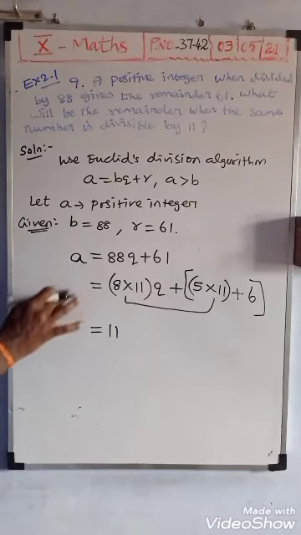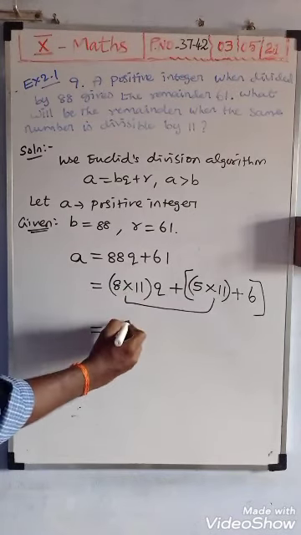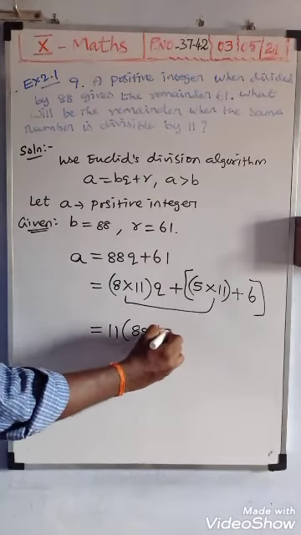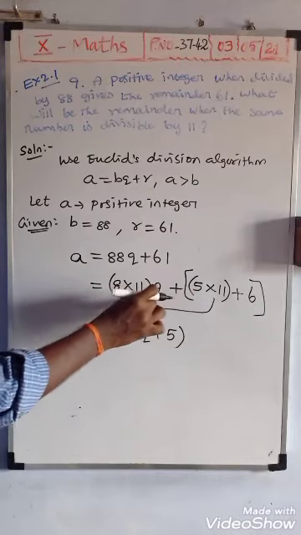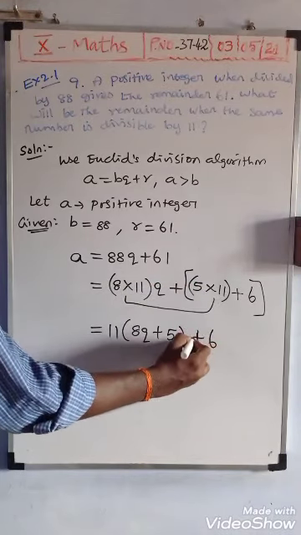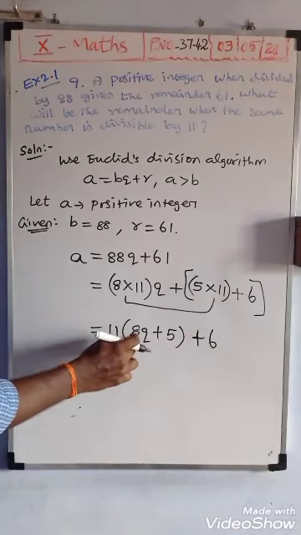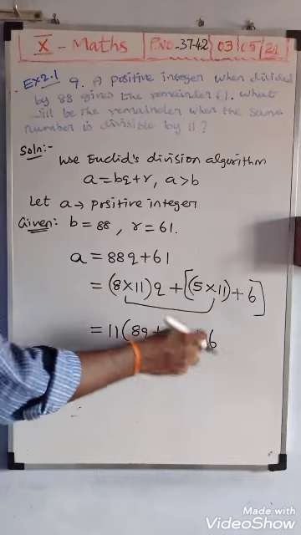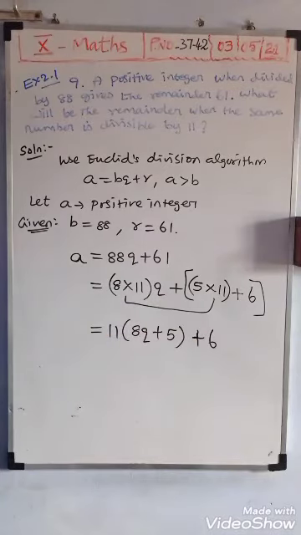So you take 11 outside, and keep this A as it is. Taking 11 outside, remaining here 8Q plus 5 you will get. Yes, 8Q plus 5. This plus 6 you should write separately. However, it is equal only. So 11 8s are 88, so 88Q. 11 5s are 55. 55 plus 6 you should add, and you will get 61.